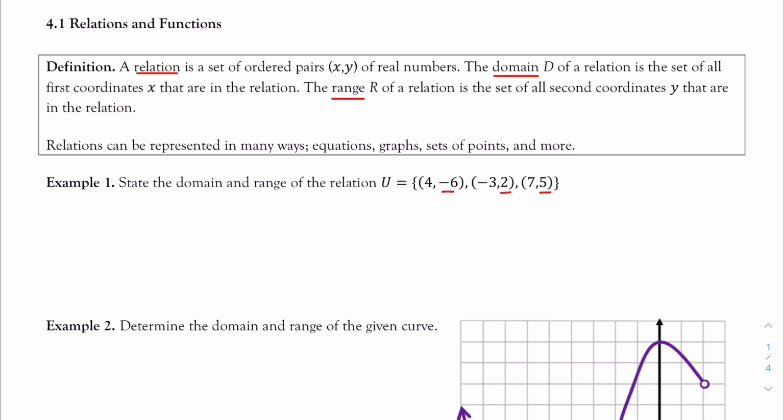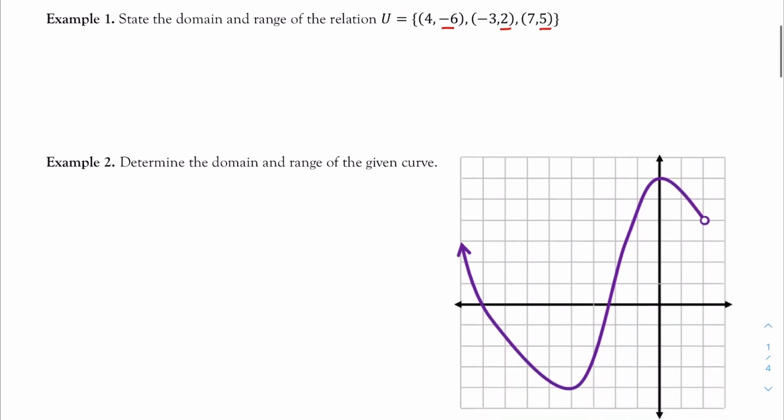And in particular, we know that relations can actually be represented in more than just points. We can imagine a relation as an equation, a graph, a set of points, or even a graph of points. There's many other ways that we might look at a relation. So let's go ahead and look at example 1. State the domain and range of this given relation.